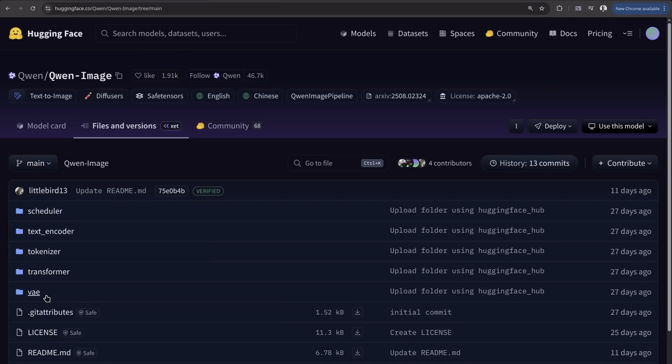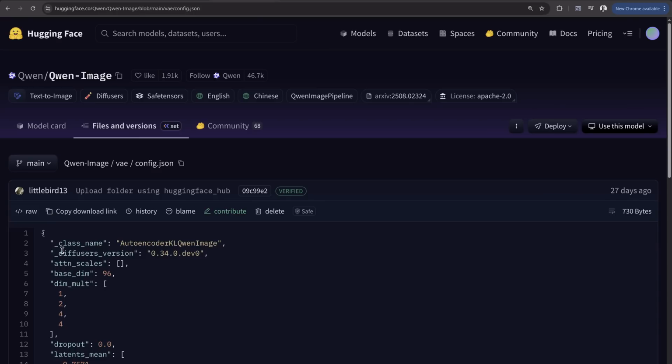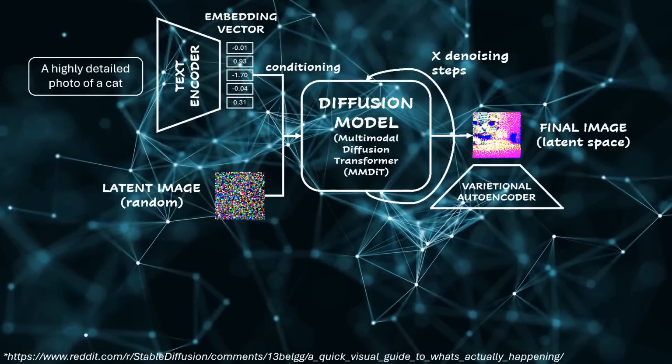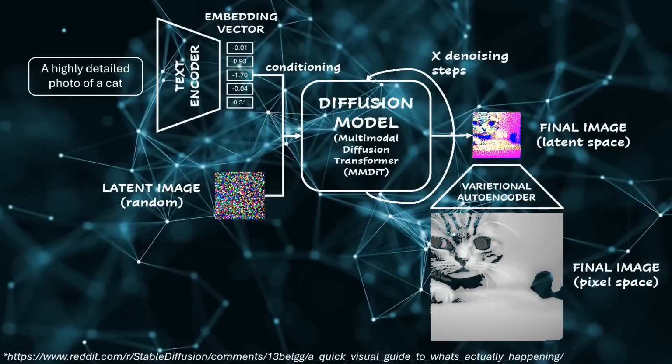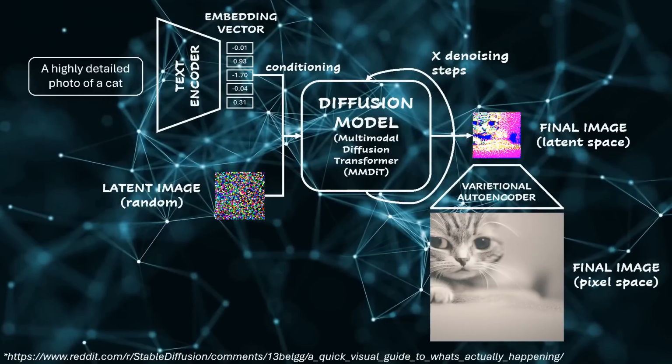The variational autoencoder is the bridge from the latent space back to actual pixels for image generation. After denoising completes, the decoder converts the final latent tensor into an RGB image at the target resolution. Generating in latent space keeps memory and computation manageable while still recovering full resolution images at the end.